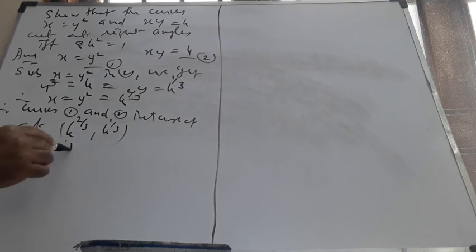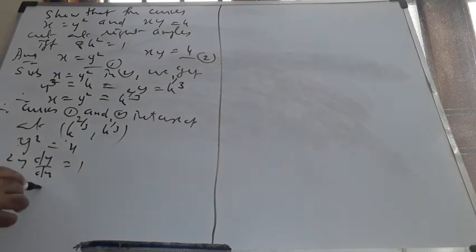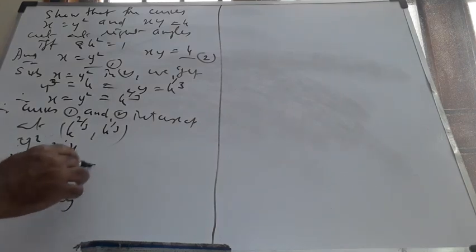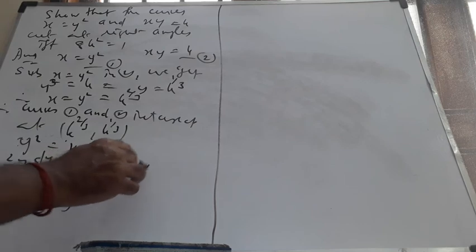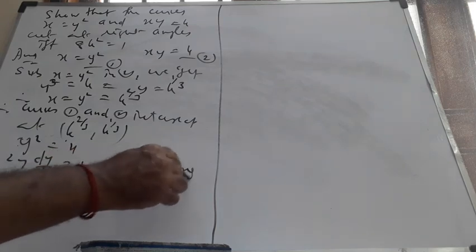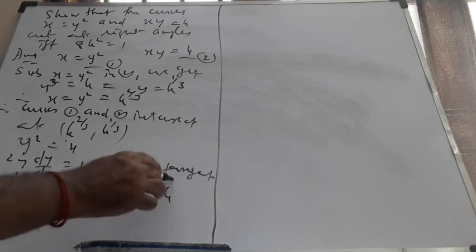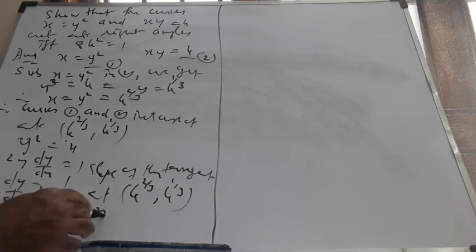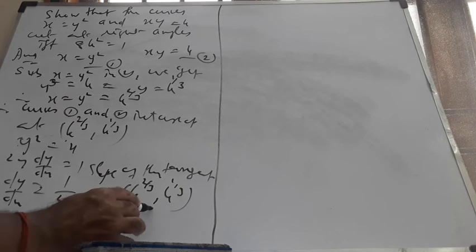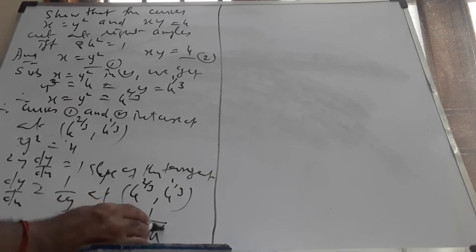y square is equal to x. So 2y dy by dx is equal to 1. So dy by dx is equal to 1 by 2y. Therefore the slope of the tangent at k power 2 by 3 comma k power 1 by 3, let me call it m1, is 1 by 2 k power 1 by 3.